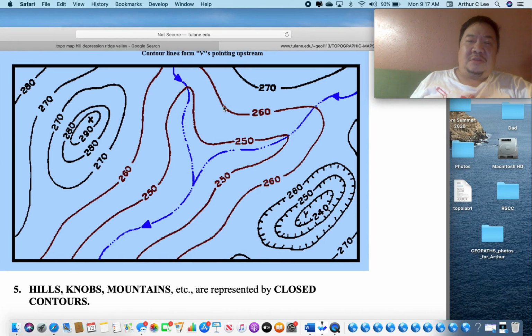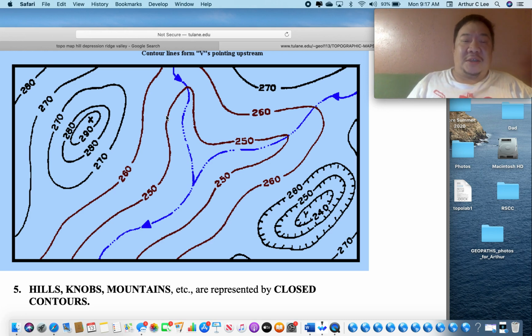Geology students, here's a topographic map. We're going to start working on topographic maps. I'm making this short video to help you with your topographic maps lab that's coming up today, and it'll be due tomorrow by 5 p.m.